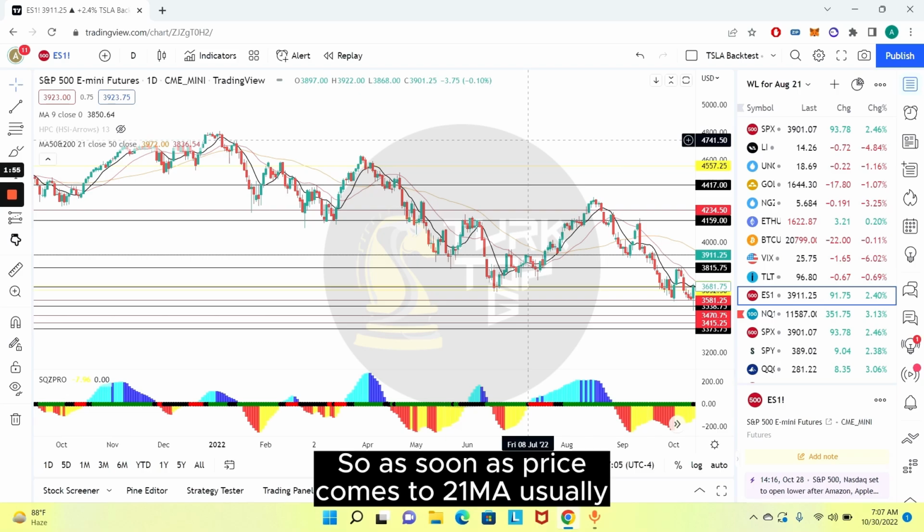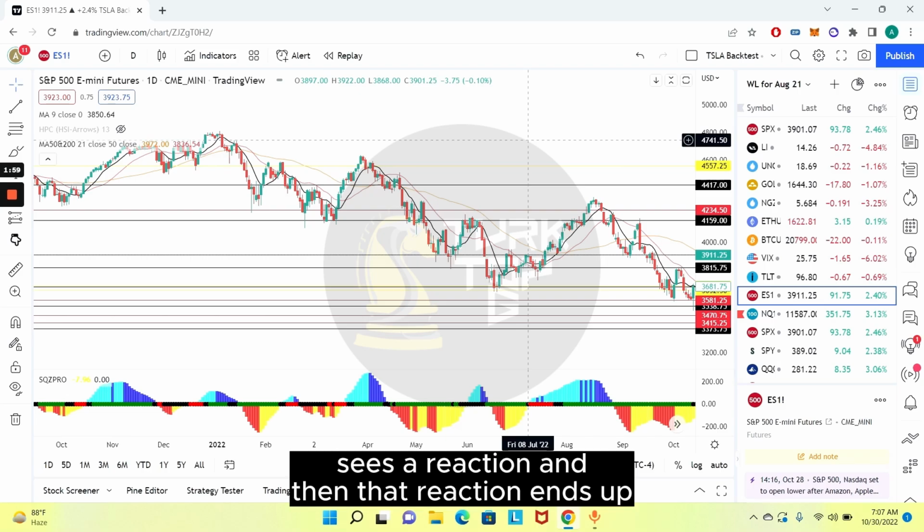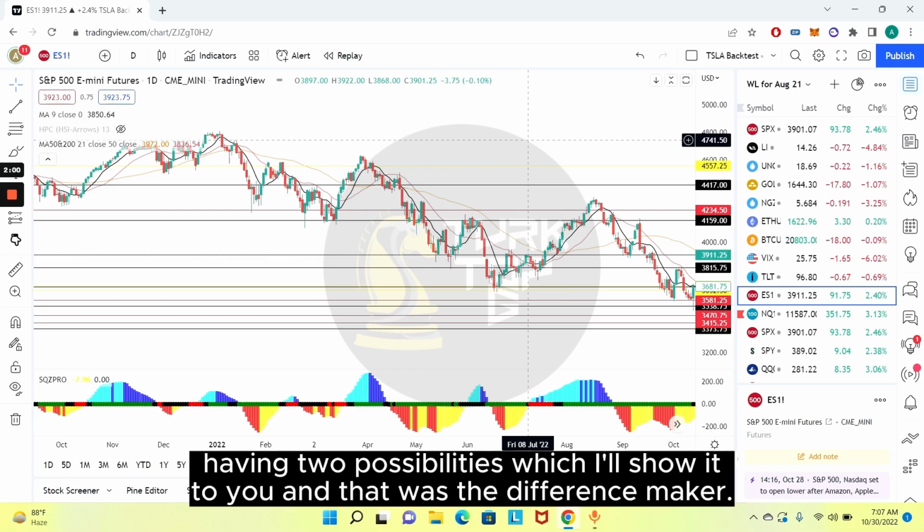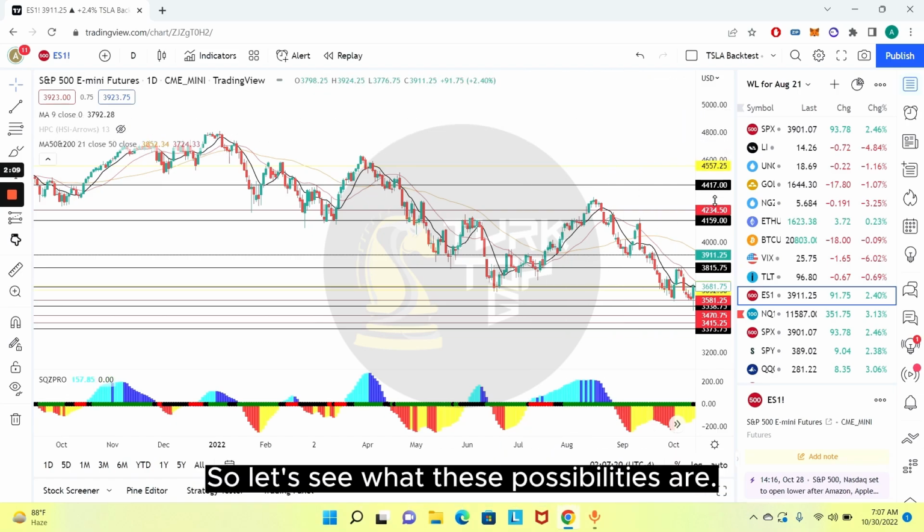So as soon as price comes to the 21MA, it usually sees a reaction. And that reaction has two possibilities, which I will show to you. And that was the difference maker. So let's see what these possibilities are.